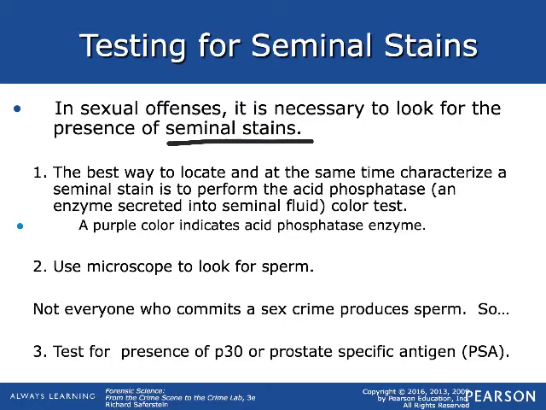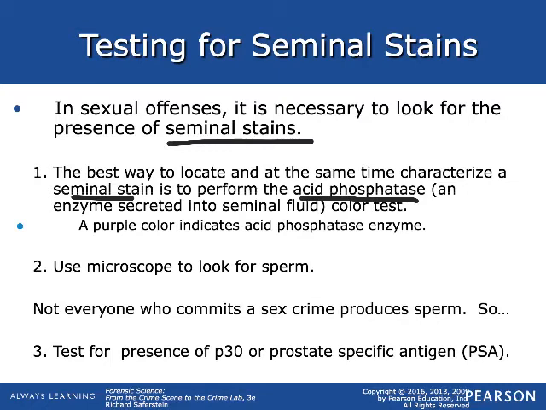Okay, so the best way to locate and at the same time characterize a seminal stain is to perform this test. It's called acid phosphatase. So acid phosphatase is an enzyme that's found in seminal fluid. So it's actually part of the sperm.